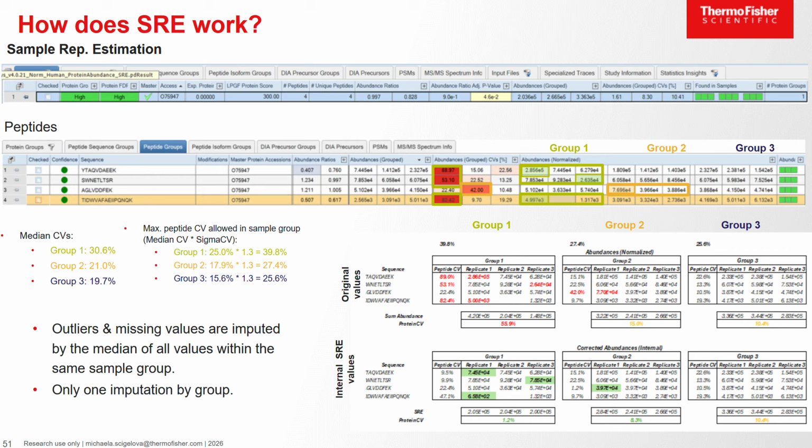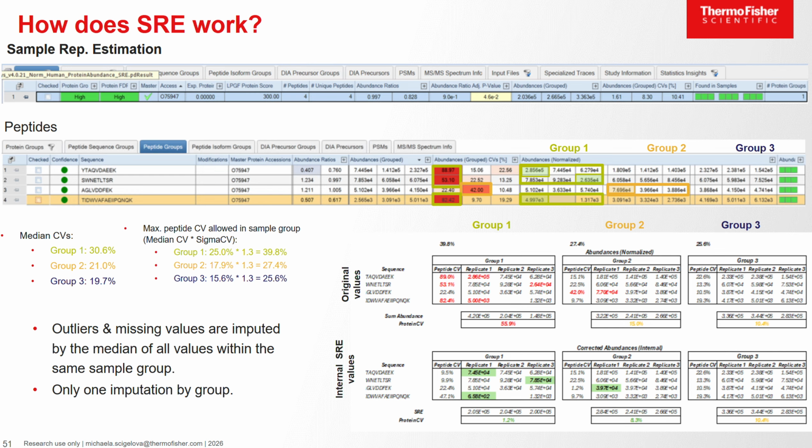the same sample group. Let's have a look at the example here in the middle on group 2, where we have just one abundance value in there, highlighted in red, which lies outside the tolerance we stipulated. For group 2, it was about 27.4%, and we see that this red value has 42% CV value.